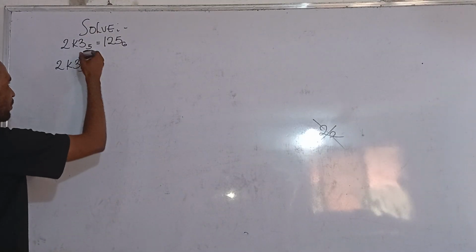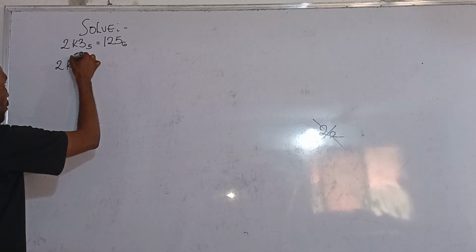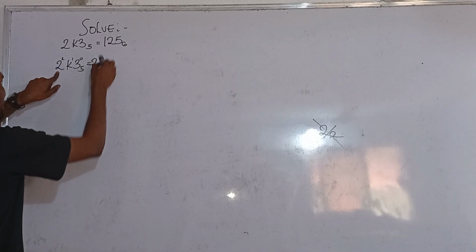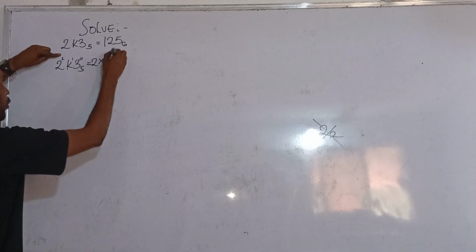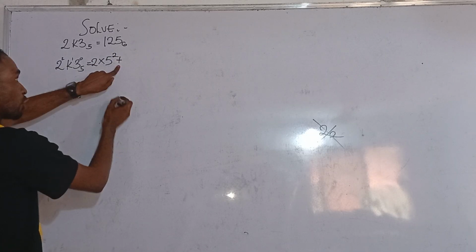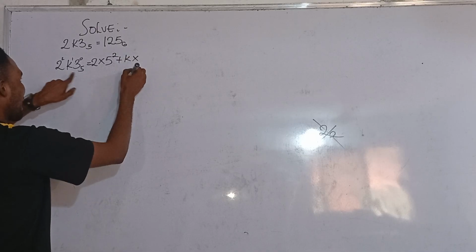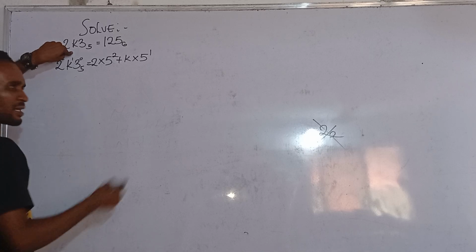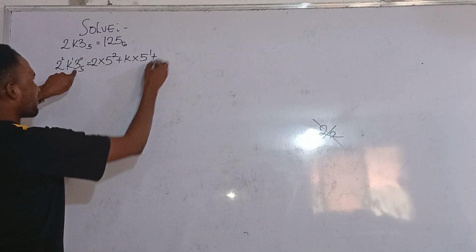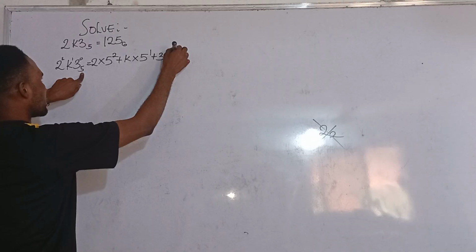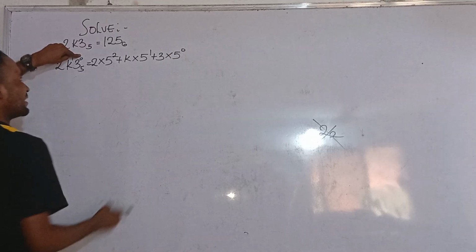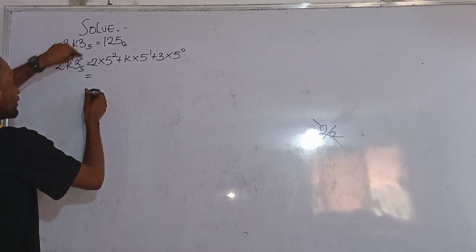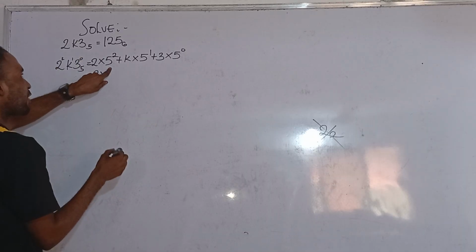So I'm going to go first with my place value, starting with 0, 1, and 2. Then we'll go this way. 2 multiplied by the base, which is 5, raised to the power of 2. Then addition, plus K multiplied by your base, 5, raised to the power of 1. Then plus 3 multiplied by the base, 5, raised to the power of 0. Remember, we are converting them to base 10 first. So we bring that down: 2 times 5 raised to the power 2.